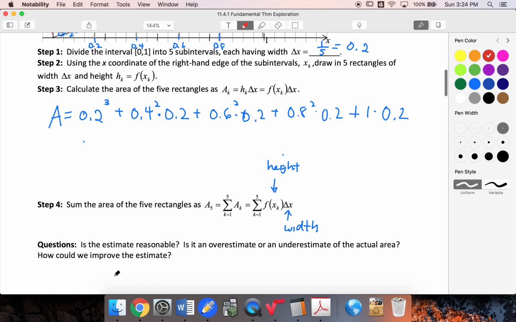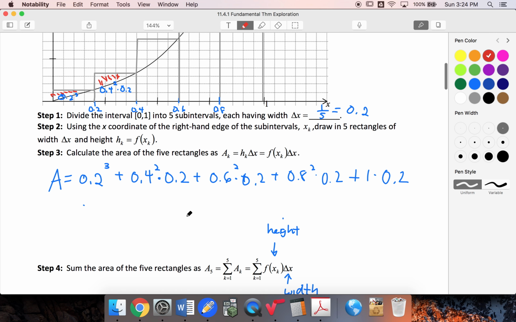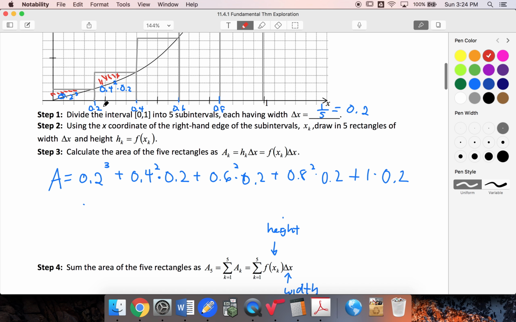So when I want to improve this estimate, there are so many things that we could do to improve it. One thing we could do is instead of using the right-hand edge, we could have used the left-hand edge. Then I would have had a rectangle that's not really a rectangle because it has no height to it. I could have had this rectangle, etc. So that would have been an underestimate.